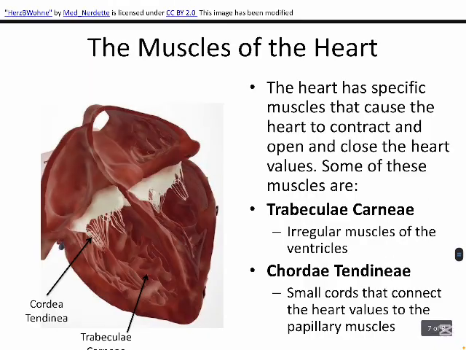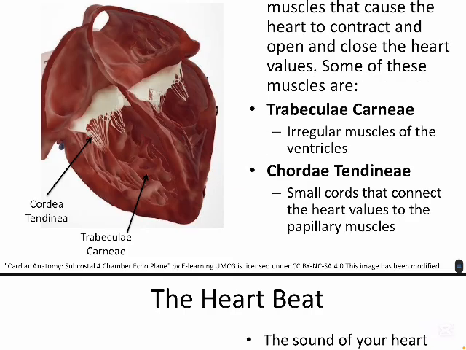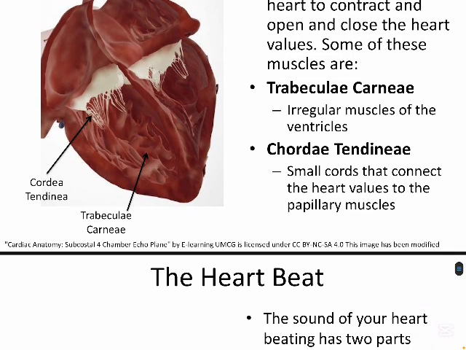The muscles of the heart. The heart has specific muscles that cause the heart to contract and open and close the heart valves. Some of these muscles: trabeculae carneae, irregular muscles of the ventricles. Chordae tendineae, small cords that connect the heart valves to the papillary muscles.